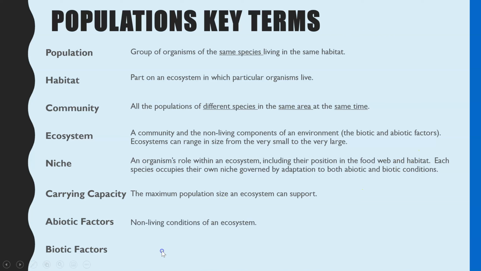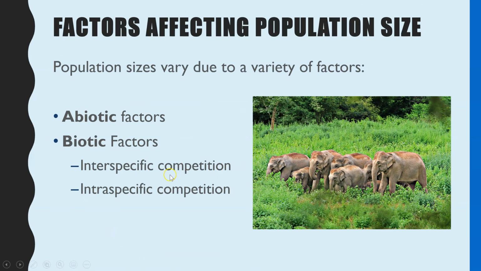Abiotic factors are the non-living conditions, biotic factors are the living, and we'll go on to those two in a bit more detail. So the size of a population does vary, and that's varying depending on mainly these 2 factors: the abiotic factors they're exposed to and the biotic factors. And in particular, we're going to be looking at competition.